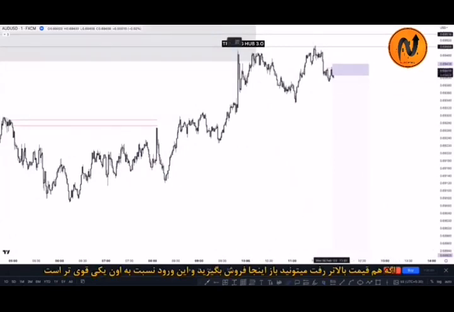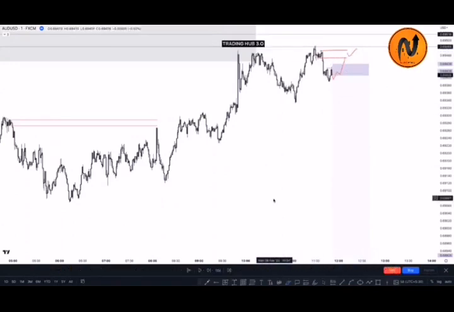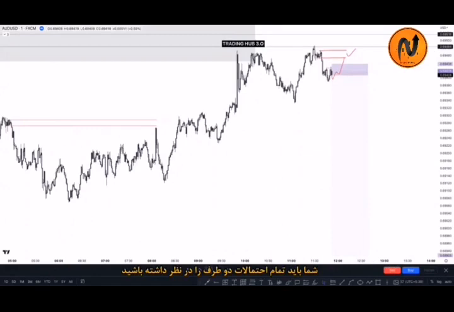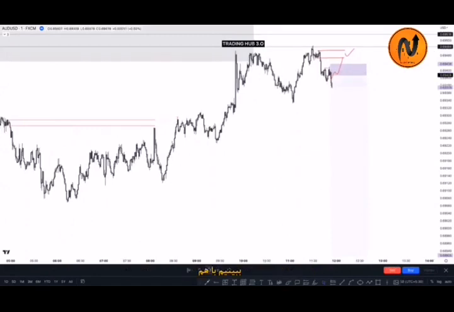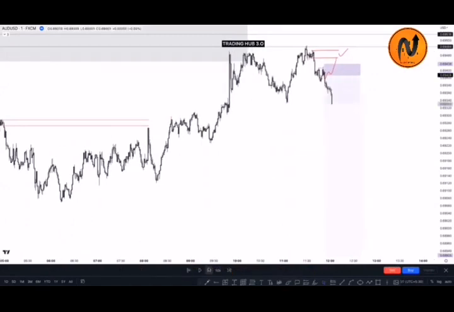And if the market continues higher to mitigate this one, you can also sell here, right? Because this is our high probability entry compared to the first one. So you have to prepare on both sides. Probability is here. Okay, let's see.